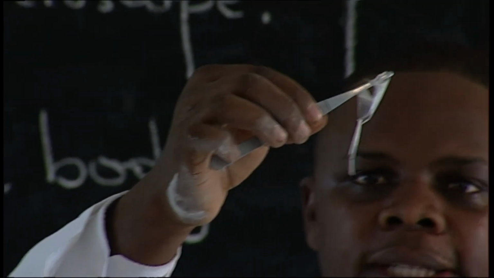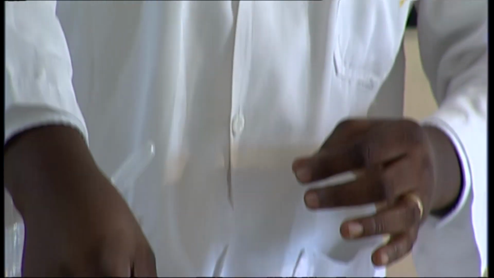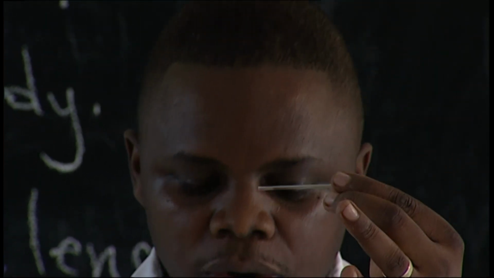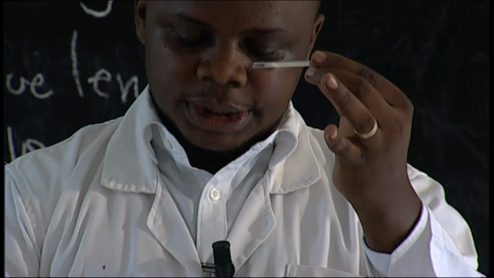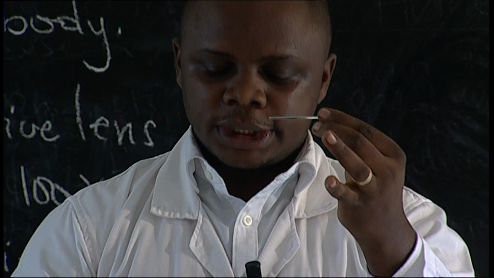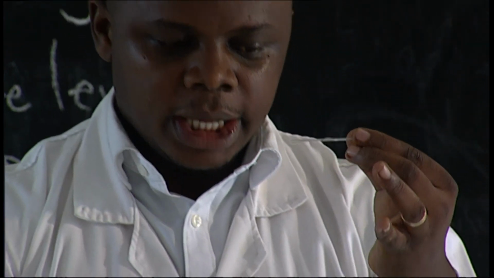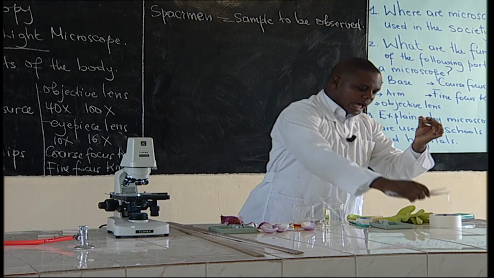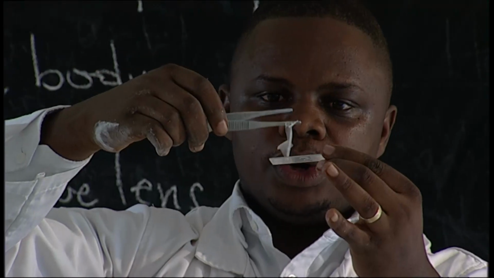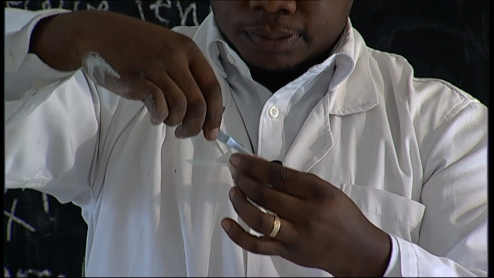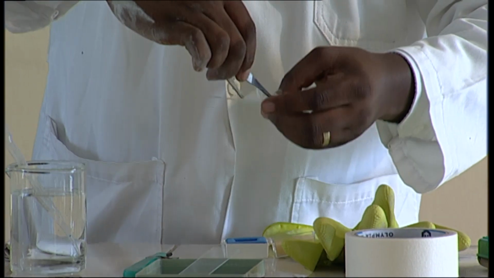After removing the internal part or the membrane, what I do, I get my slide. Then on top of my slide, I put water, few drops of water using a dropper. Then from there, I make sure I put my onion membrane. I make sure it is flat.